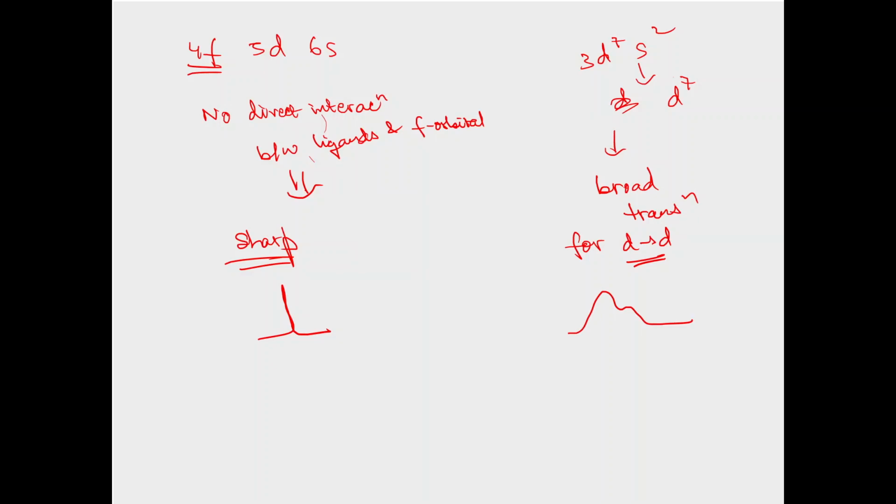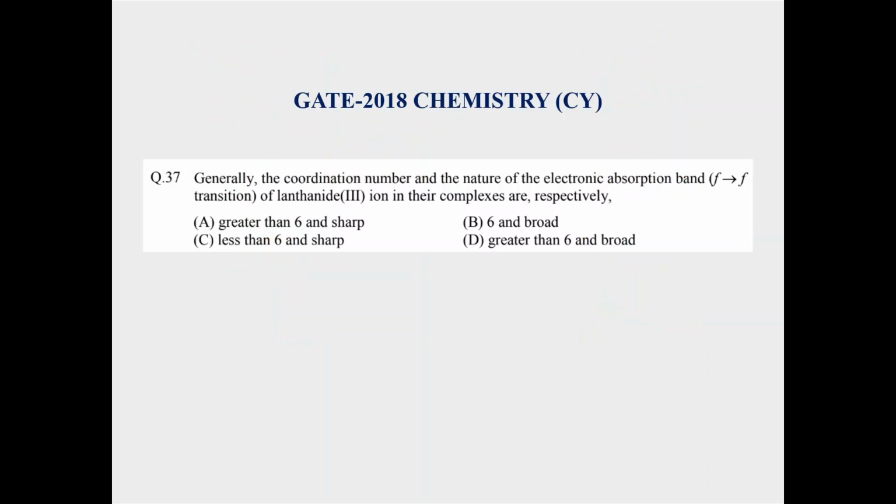Okay. So you can go to the GATE NPTEL portal, and there is a video. If you go to the GATE syllabus mapping and go to lanthanides, in periodic properties, you will get a video from Professor D. Rai. There he has discussed the periodic properties of lanthanides. Okay, so to know more about this, you can go through that. So for this question, the coordination number for these lanthanide 3 plus ions is greater than 6 and they are sharp in nature.